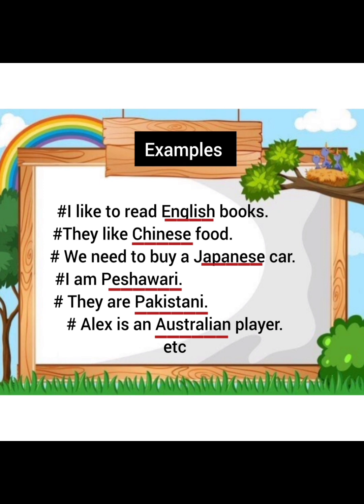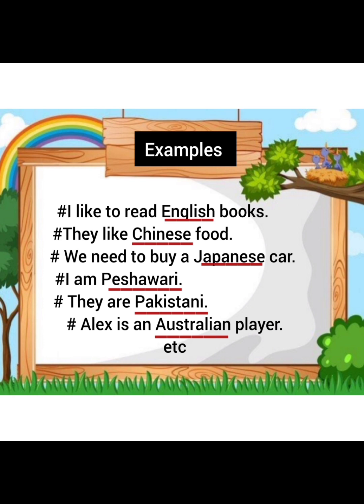I like to read English books. Now, when you talk about English, English is also a proper noun and it is related to a subject. But here, this English is an adjective. It is not a proper noun and it is derived from the word England. When you talk about England, English is a proper adjective that is derived from that word. They like Chinese food. I have explained this whole scenario in the previous example. So, Chinese here is a proper adjective.